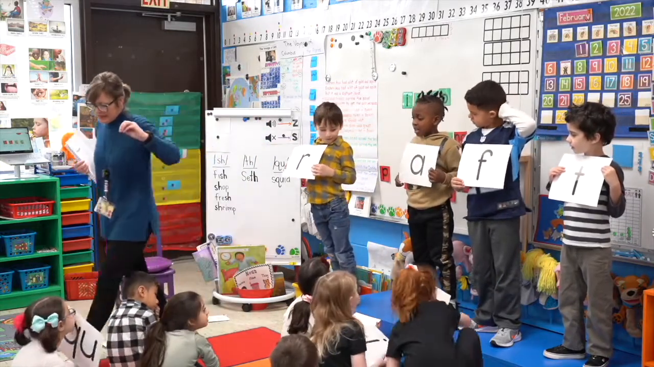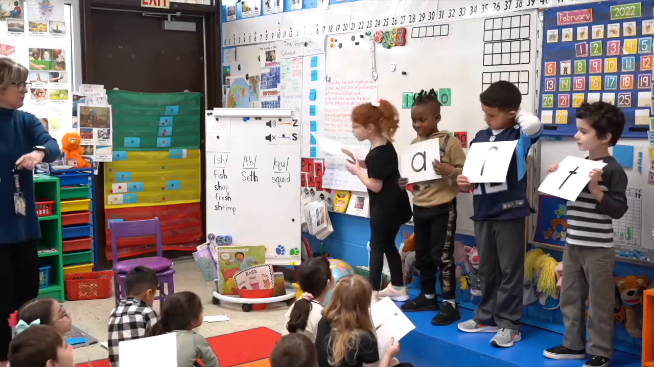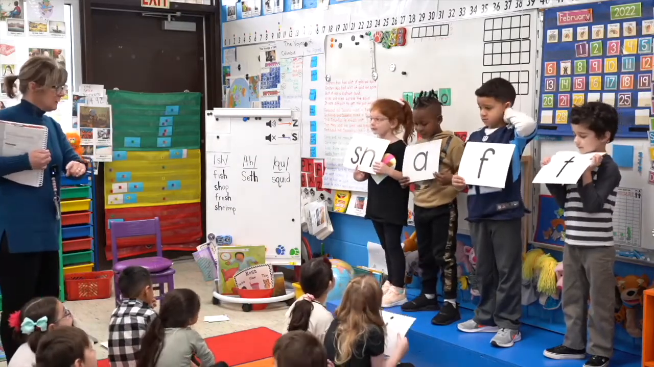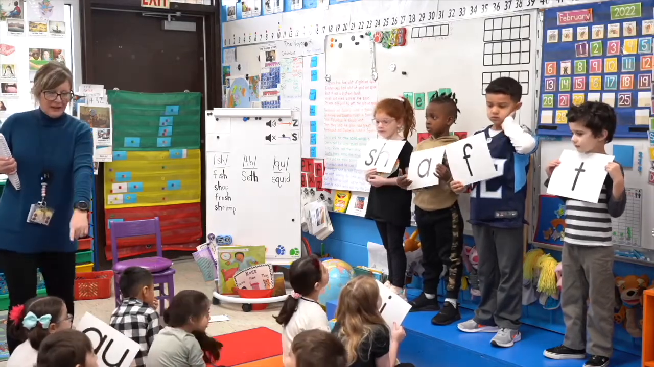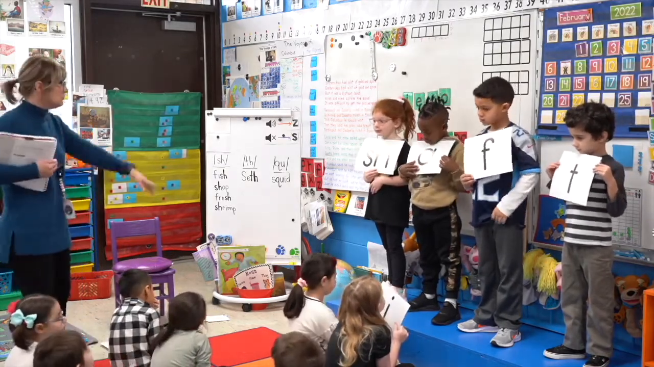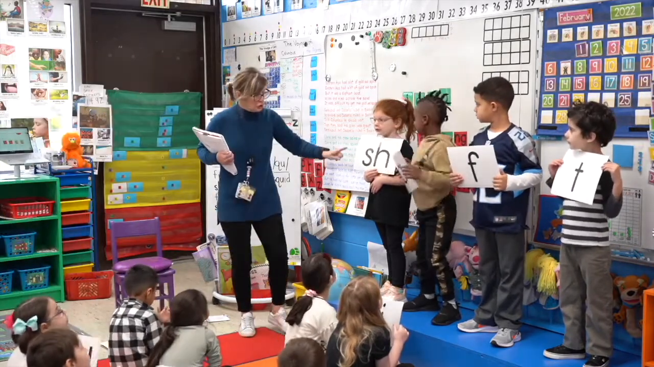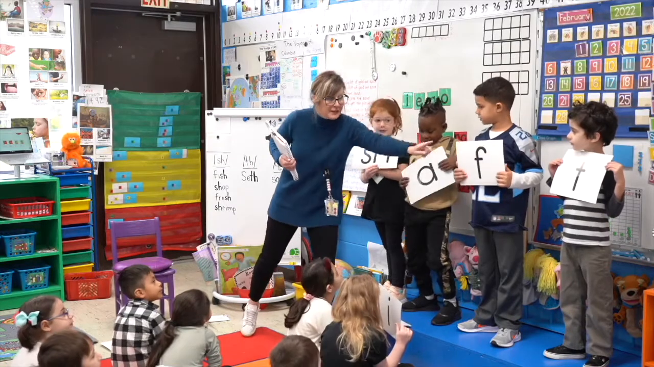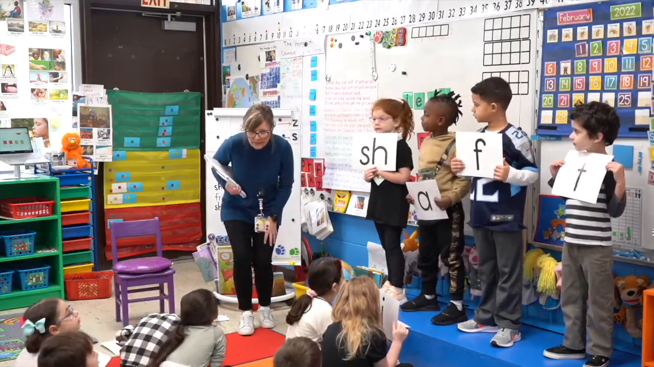Shaft. Segment it. Shaft. All right, what did we have to do? You got to tell me. Yeah, look, Rowan sat down. We changed the R to a sh. Here we go. Let's blend it. Go. Shaft. Here we go. Change shaft to, repeat, shift.